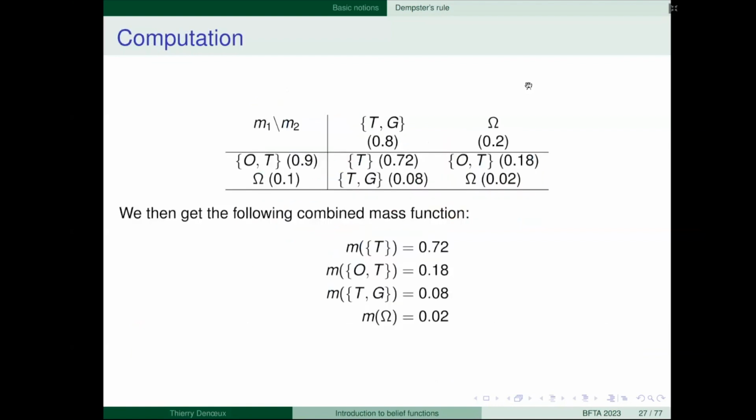So here we can do the calculation like this. For example, if sensor 1 is not working, it doesn't tell us anything, but sensor 2 is working and tells us we have a tree or grass. So we know that we have a tree or grass, and the probability is 0.1 times 0.8, which is 0.08. So we have these four possibilities, and that gives us this combined mass function.